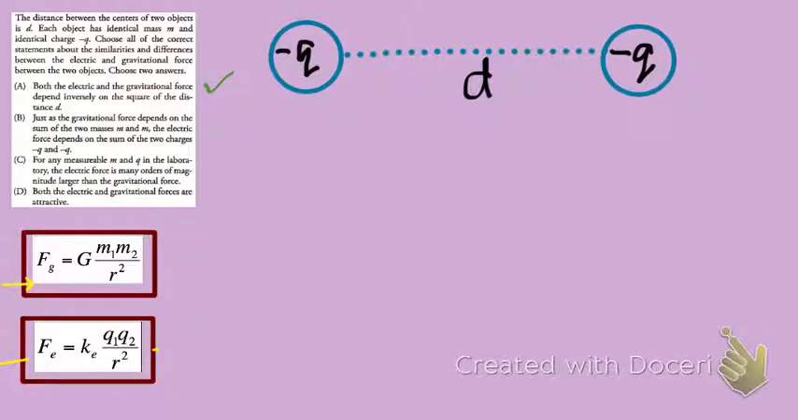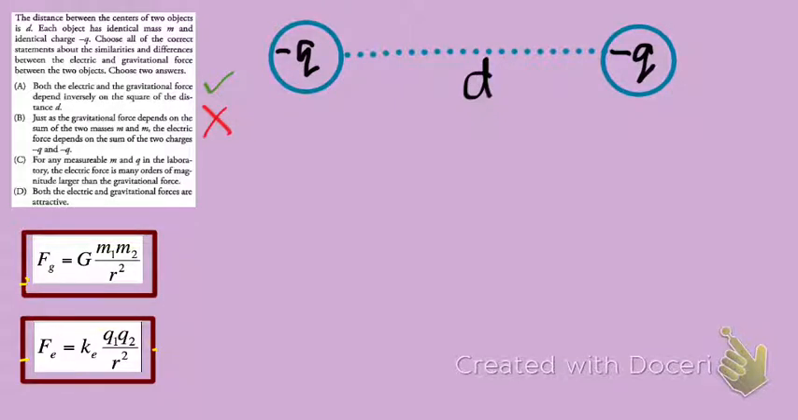B is again something we can check directly from the formula. B says, just as the gravitational force depends on the sum of the two masses m and m, the electric force depends on the sum of the two charges -q and -q. But when we look at the formulas, we see that these are not the sums, they're actually the products of the masses m and the product of the charges -q and -q. So we know that B is wrong. So let's look at C now.